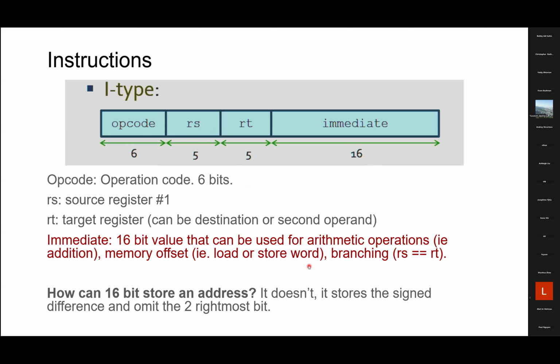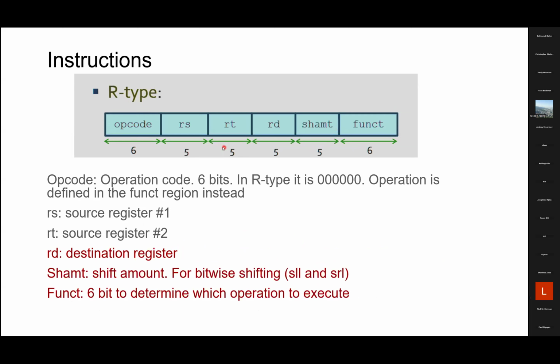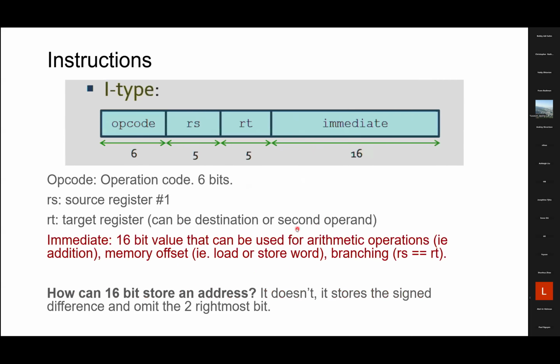For example, if we want to add a small number like 5 or 8 to one of our registers, we can just put it in the immediate in an I type instruction, rather than having to store it in a register first, then use an R type to do the addition, right? We can also do memory offset or branching. So I types are used for these types of operations.